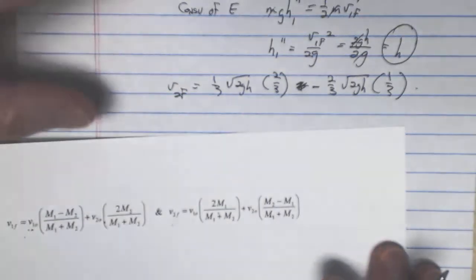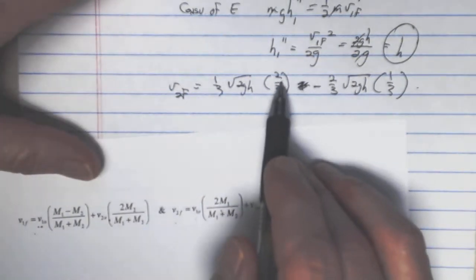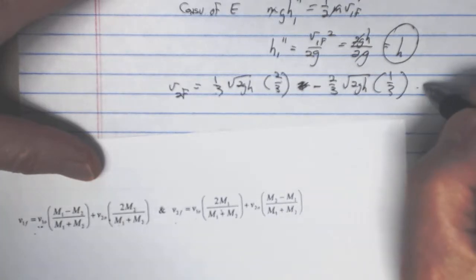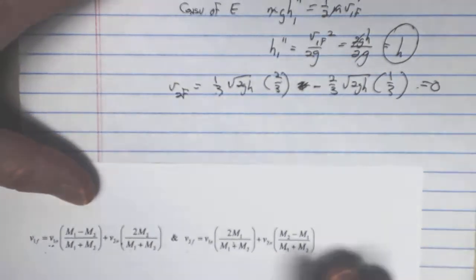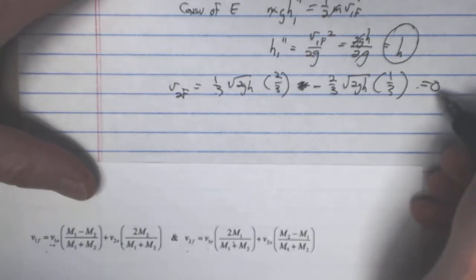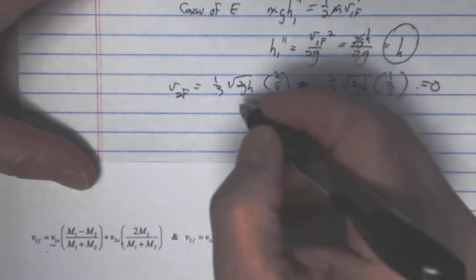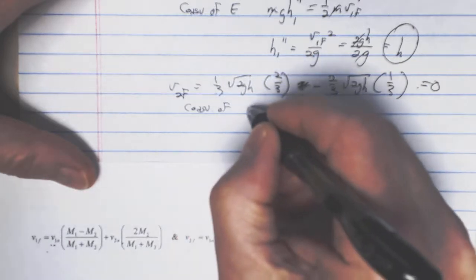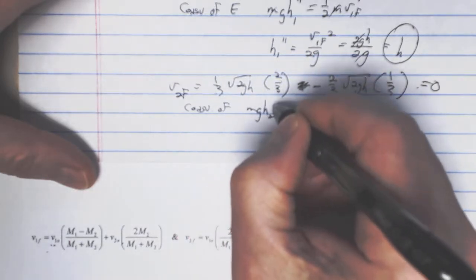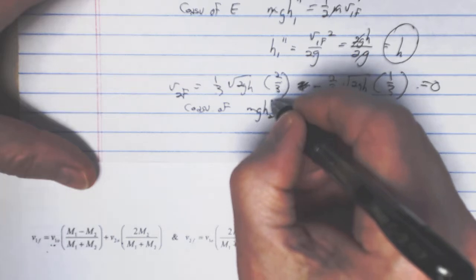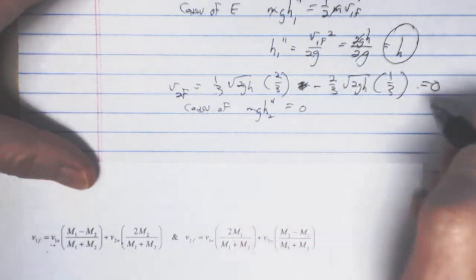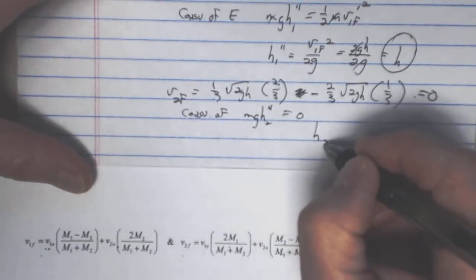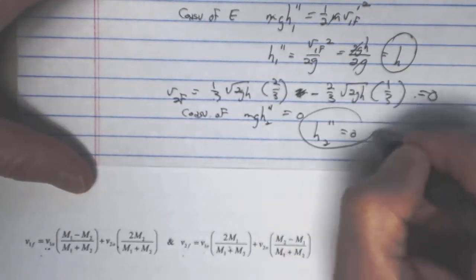Here we just look at this and we say, well, we've got 1/3 times 2/3, or 2/9, minus 2/9. That's just 0. So after the collision, it's left with 0 velocity, and conservation of energy obviously says mgh2 double prime has to be equal to 0 because you've got no kinetic energy to start with. So h2 double prime equals 0.